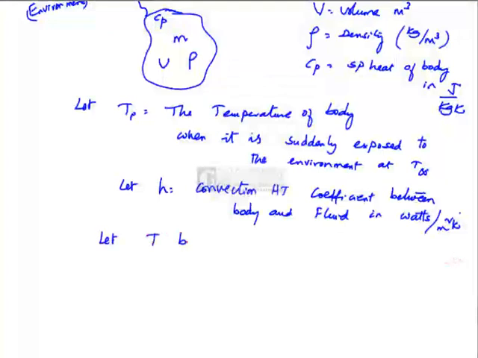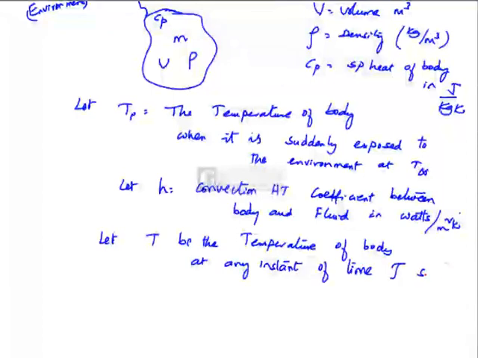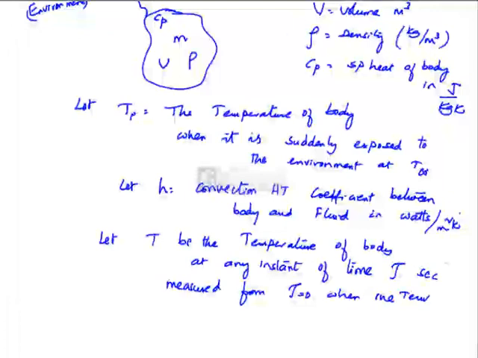Let T be the temperature of the body at any instant of time, tau seconds, measured from tau = 0 when the temperature of the body is Ti. Ti is the initial temperature of the body at time tau = 0, whereas T is the temperature of the body at any later instant of time, tau seconds. Now T is a function of tau. The temperature of the body is a function of time. T is in degrees centigrade, tau is in seconds.